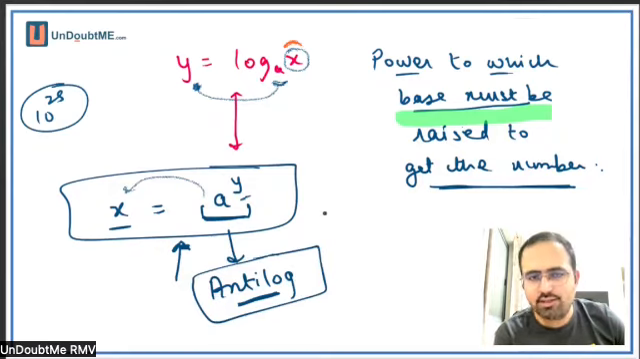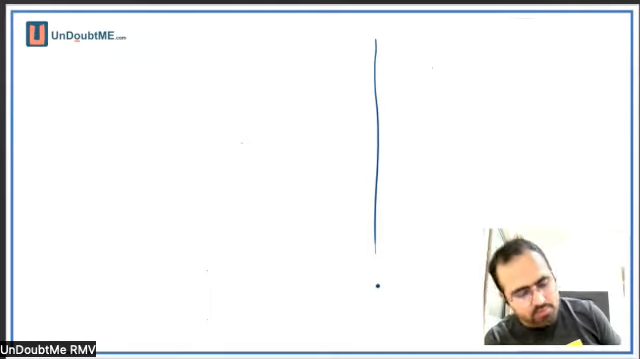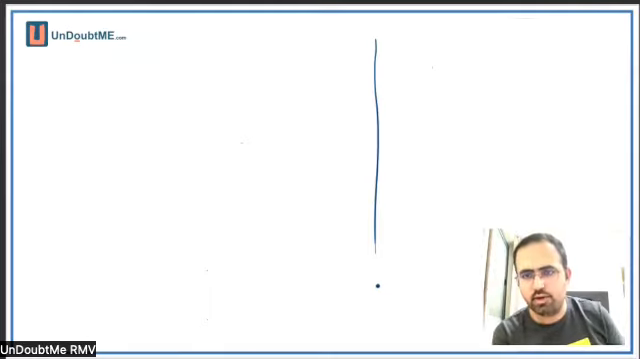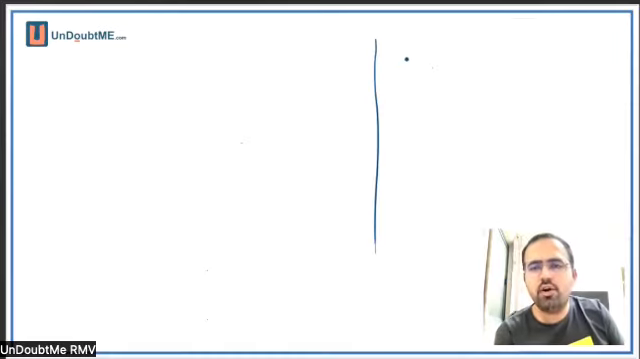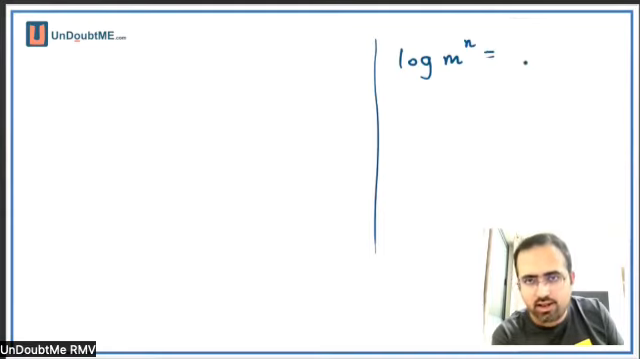So this is called anti-log. Now let us talk about some properties of log, with which you will understand that example. These properties of log are relatable to the properties of exponents which you have done in lower grades. One of the properties of log is that when it is log of m raised to the power n, the base can be any, then it will be n log m.